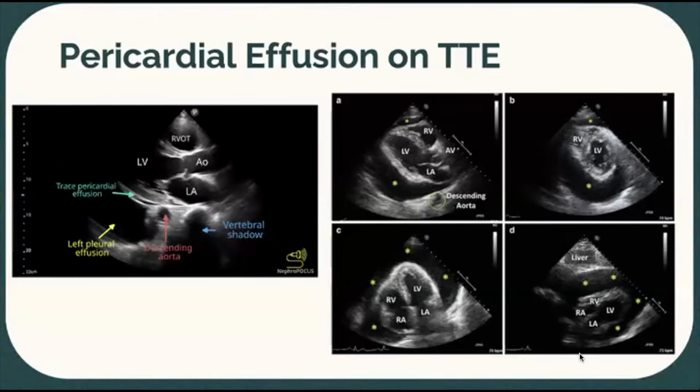And the importance of looking at all the views on echo, of course, is to get an idea of how large your effusion is, whether it's circumferential, whether it's localized, but also where the best possible access point would be for pericardial tap, commonly being subcostal or apical.